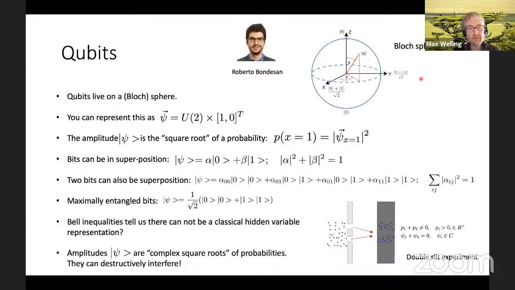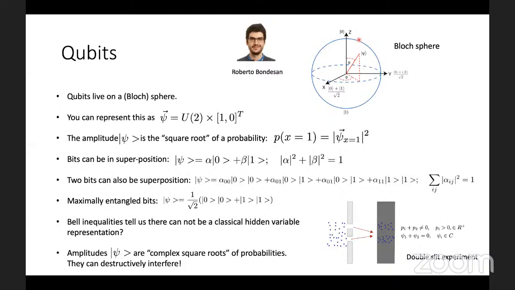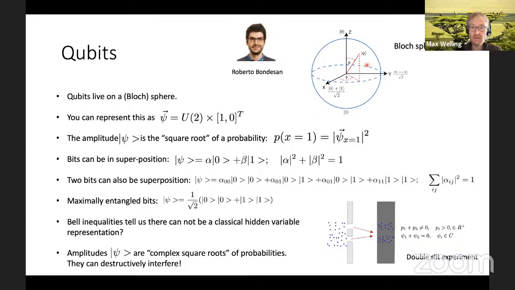The way that it's more general is that the possible states it can take live on the surface of a sphere. In fact, you can think of it as entirely inside the sphere if you also think about mixed states. But if you only think about pure states, then the states that this qubit can take live on the surface of the sphere. And you can think of that as basically a vector 0, 1 mapped by a two by two unitary transformation to get you this object psi, which is your wave function. Often we indicate that with this ket notation.